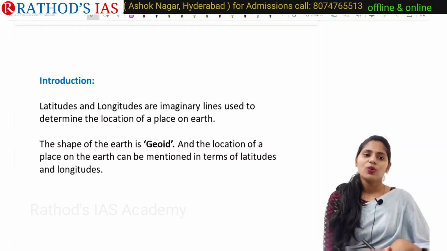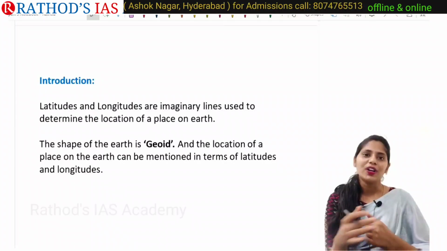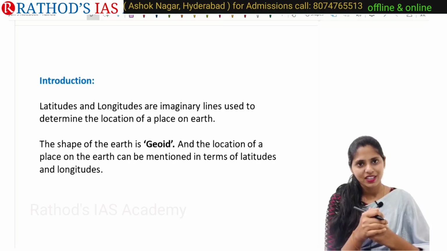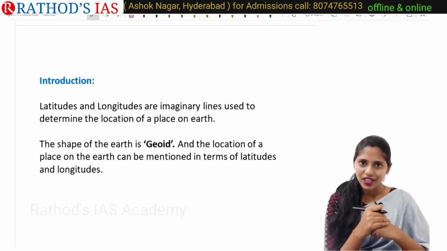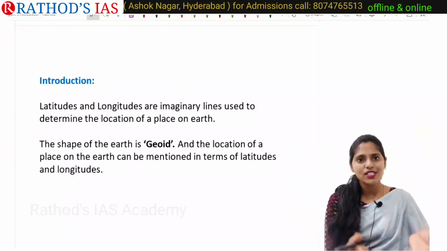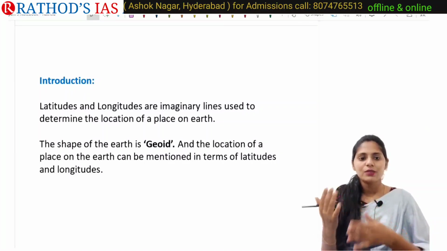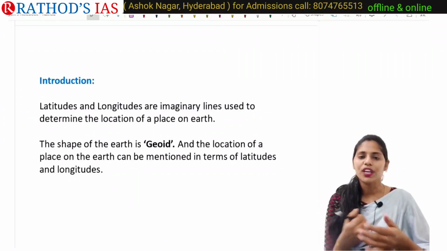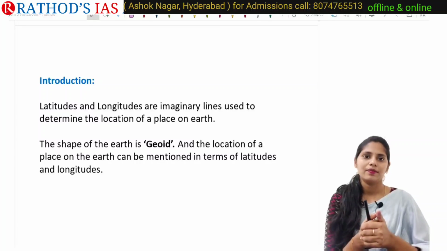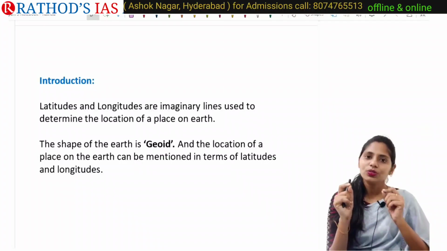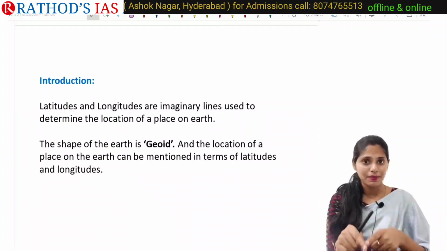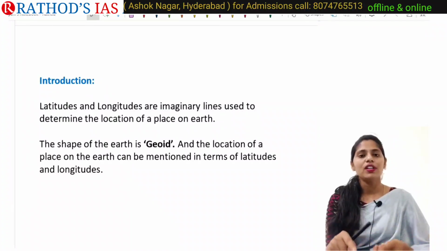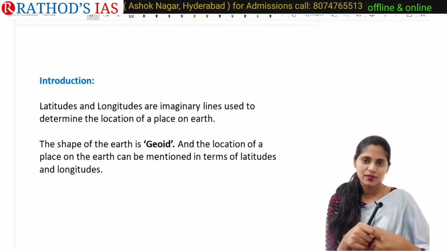As you all know, these latitudes and longitudes are imaginary lines. And why are we using them? Especially to determine the location of a place on the earth. Mainly to locate a place on the earth, we are using these imaginary lines, our latitudes and longitudes.